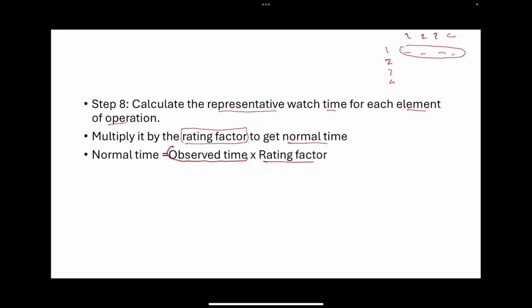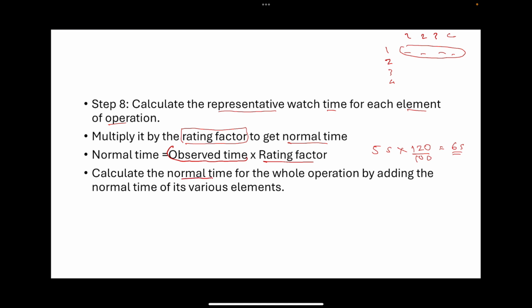For example, you are getting an observed time of 5 seconds. If the time study man feels that the worker is working at a high speed, and the rating is 120 percent, it will be 5 times 120 by 100, which is 6 seconds. Then calculate the normal time for the whole operation by adding the normal times of its various elements. Each element you have calculated the time, like T1, T2, etc. Then we will sum all these times to find the normal time for the whole operation.